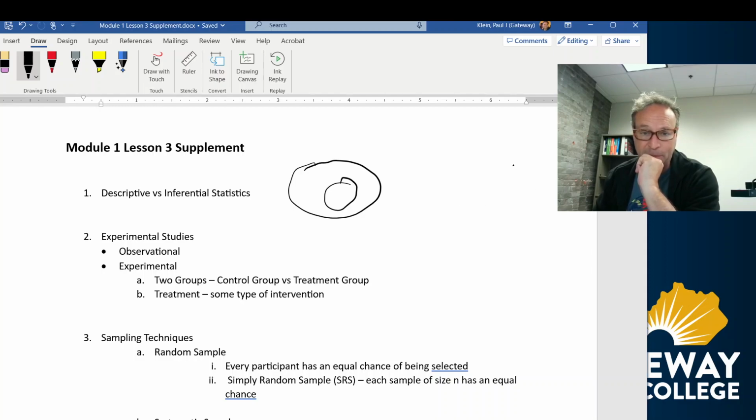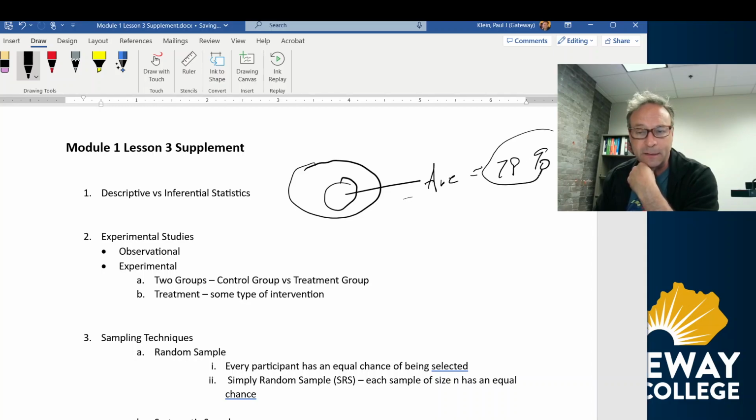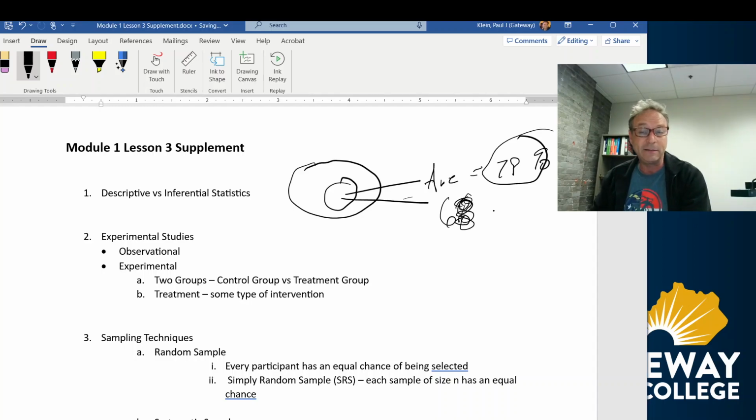So let's say I have a class average on the test. Average is equal to 79%. This number is a statistic. That number, 79, that calculation is a statistic. Maybe I take a sample of the population and I ask them a question, do you like SUVs? And I get 68%. 68% of the sample like SUVs. 68 is a statistic.